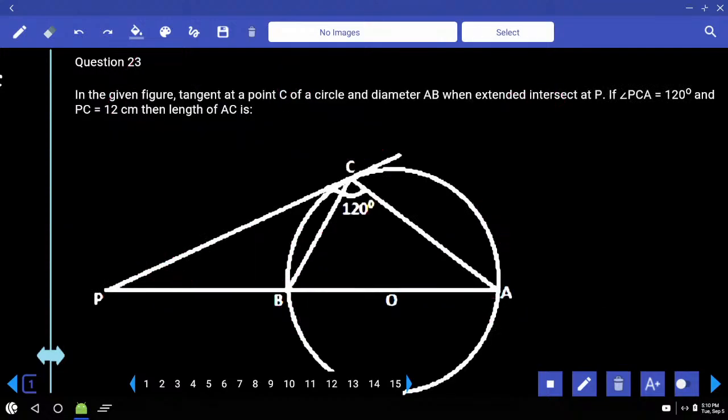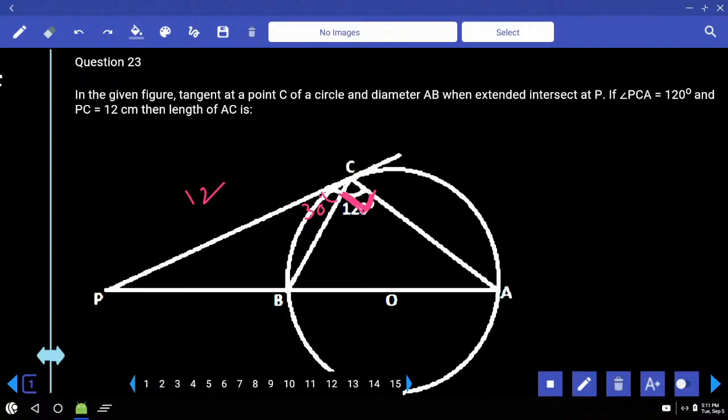In the given figure, a tangent at a point C of a circle and diameter AB when extended intersect at P, angle PCA 120 and PC is 12, length of AC. You know the angle here will be 90 degrees. Then this will be 30. అంతేనండి.